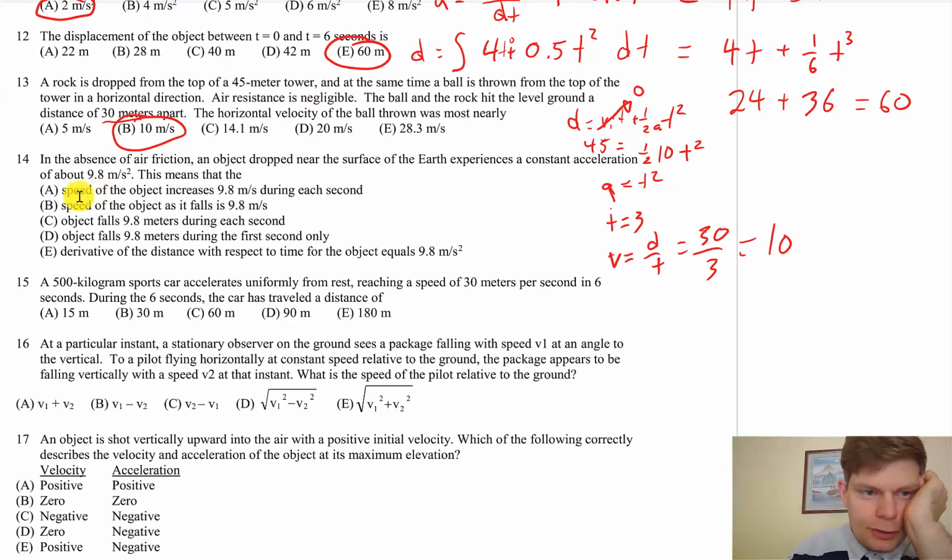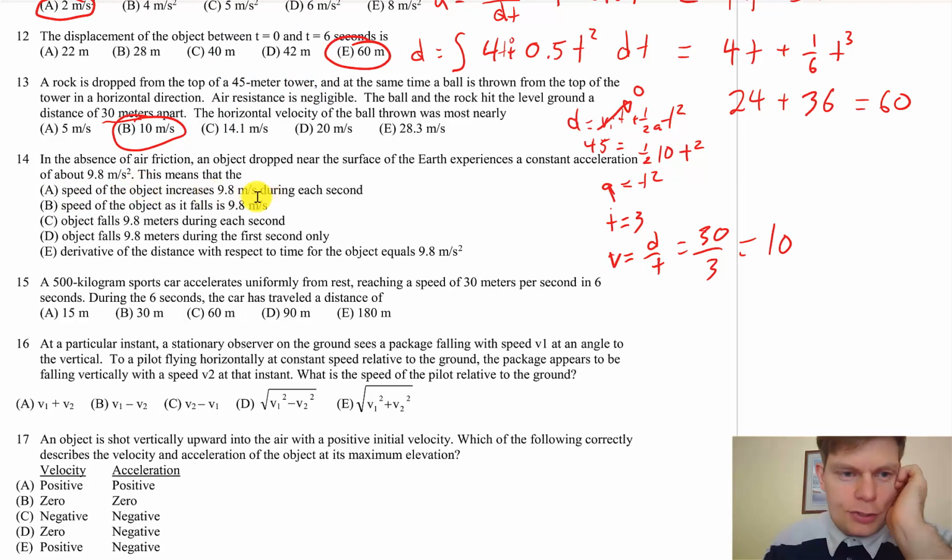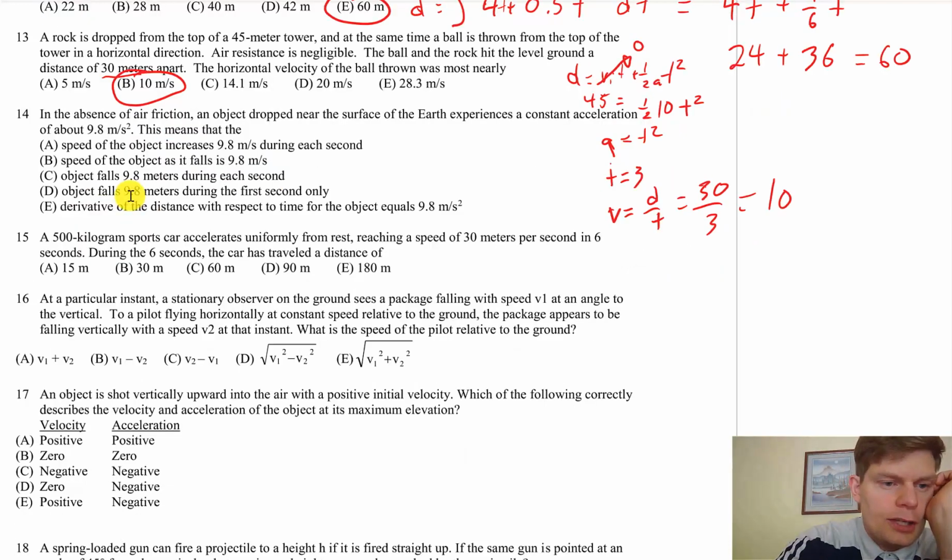Lots of interesting, good distractors is basically the thing. In the absence of air friction, an object dropped near the surface of the Earth experiences a constant acceleration of about 9.8 meters per second squared. This means that the speed of the object increases 9.8 meters per second each second if it was dropped. If it was thrown up, the speed would be decreasing, but if it's dropped, it will be increasing. That is your answer.